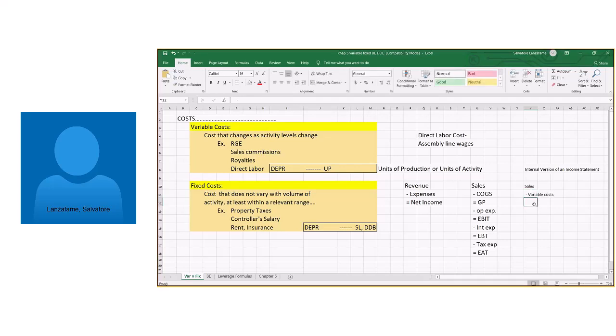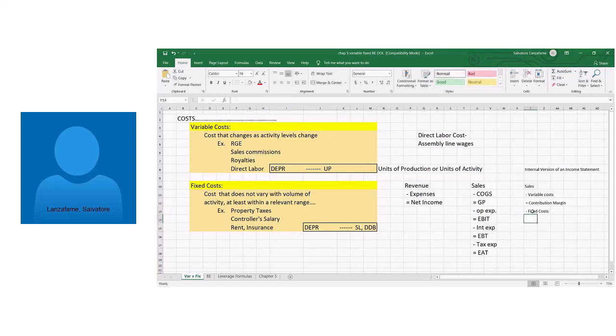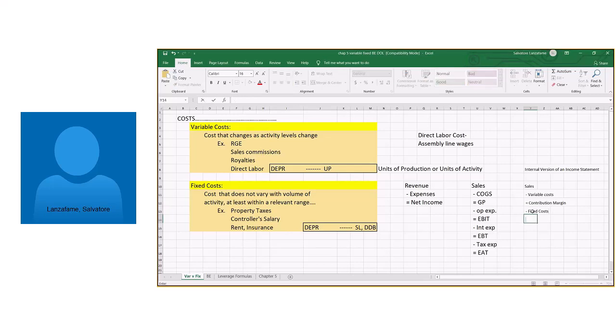And when I do that subtraction, it gives me contribution margin. So basically, if someone said, hey, what's the definition of contribution margin? It's sales minus variable cost. And then we would subtract out our fixed costs. Again, the word cost is another way of saying expense. And this would give you your net income. And this is before your taxes. So this is like EBT.